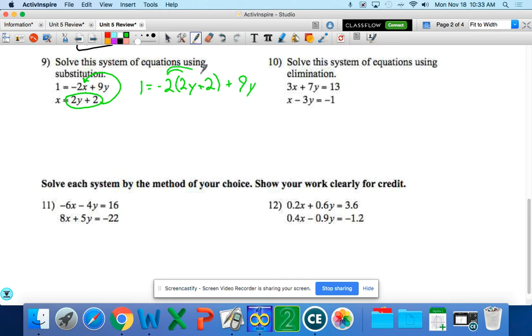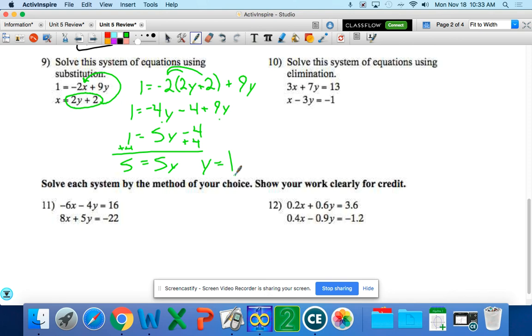Now we have to distribute here. Be careful. It's been a while since we've done a lot of distribution. We're going to combine some like terms. We're going to add 4 to both sides. And thus, when we divide by 5, we get that y equals 1, or 1 equals y. That is half my answer.